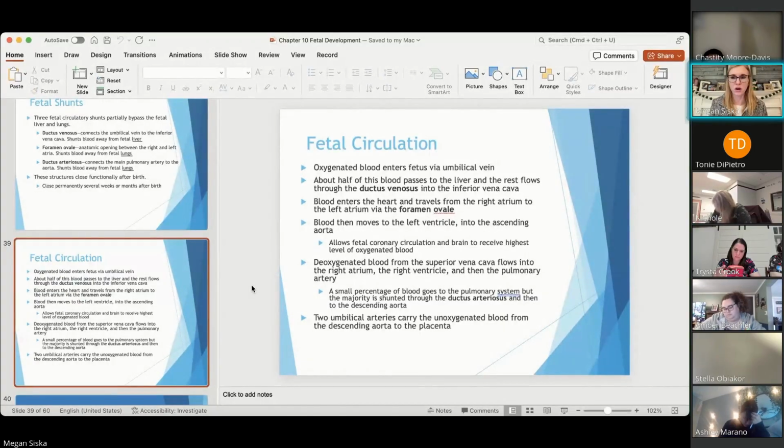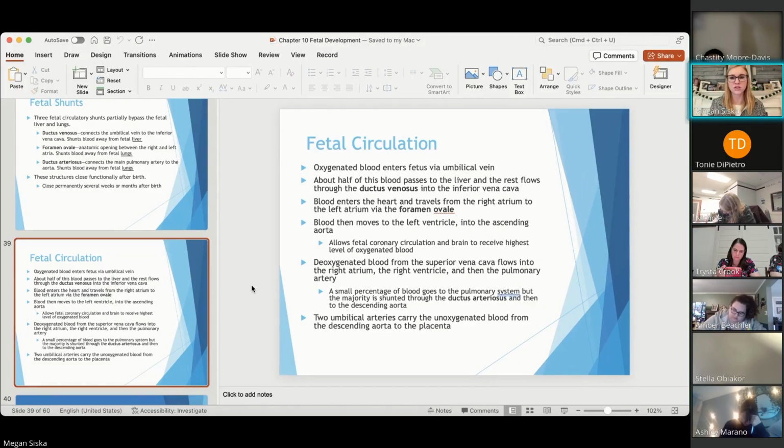Blood enters the heart and travels from the right atria to the left atria via that second shunt, the foramen ovale. Blood then moves to the left ventricle and then into the ascending aorta, which allows that oxygenated blood to get to the coronary system and then the brain. And that way we have those 2 organs, the brain and the heart, getting the most of that oxygenated blood.